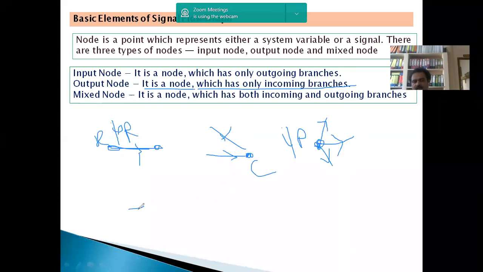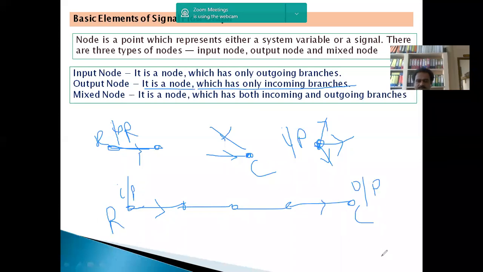So if we consider a signal flow graph like this, it has so many nodes, junctions. R is the input node, where outgoing branches are available. C is the output node, where only incoming branches are available. Okay, is it clear? The difference between the input and output nodes.